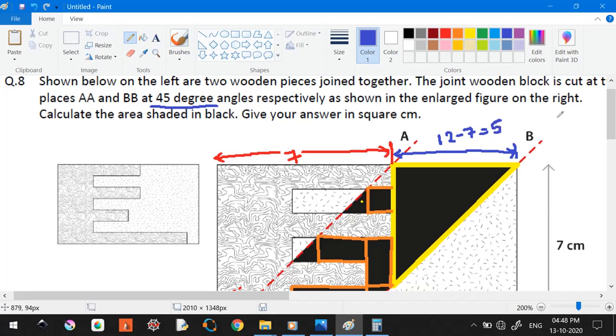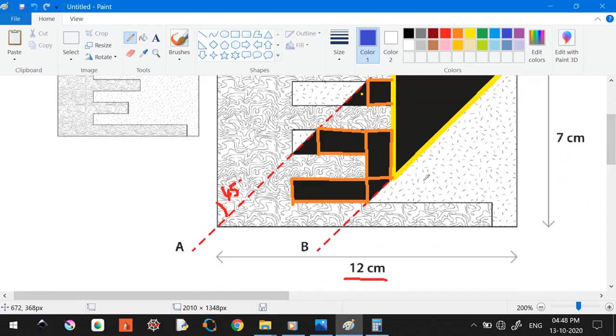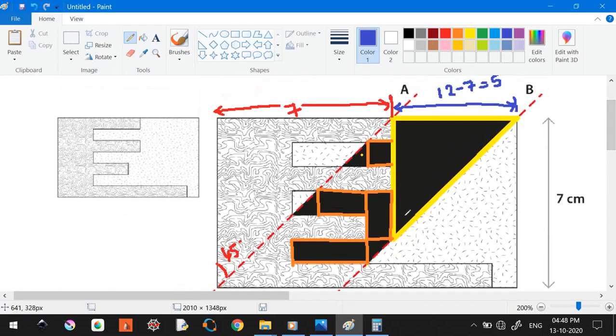Alright, so I hope you got this. That is the beauty of math. 12 minus 7 is going to be 5. Again, since this particular one is making 45 degrees, as they have mentioned, this is also going to be 45 degrees. Let me take a different color. Like we have seen here, this length is going to be the same as this length, which means this is also 12 minus 7, which is 5.